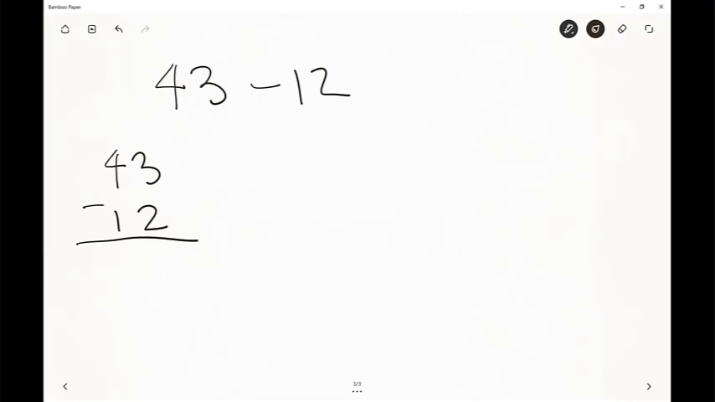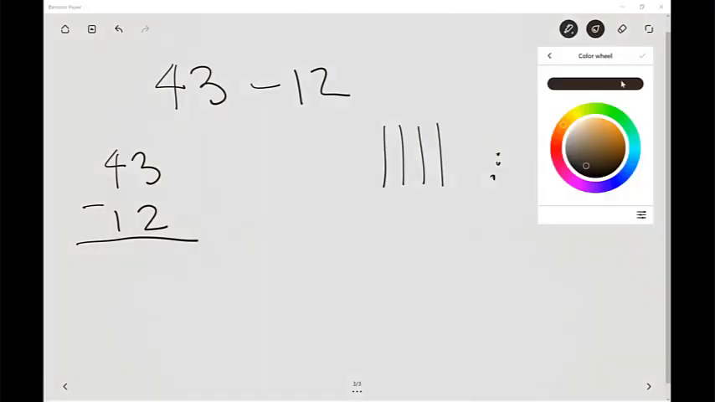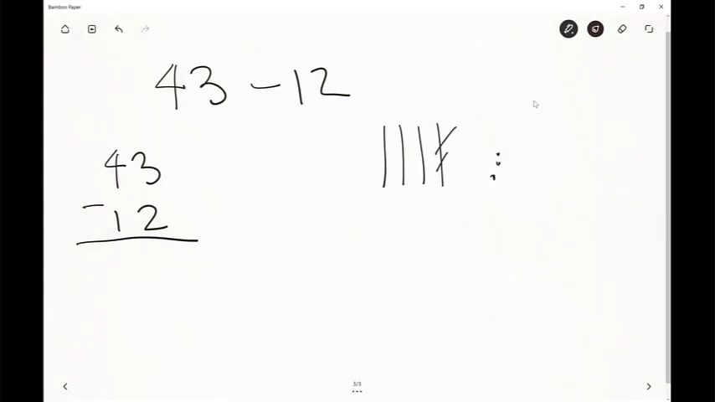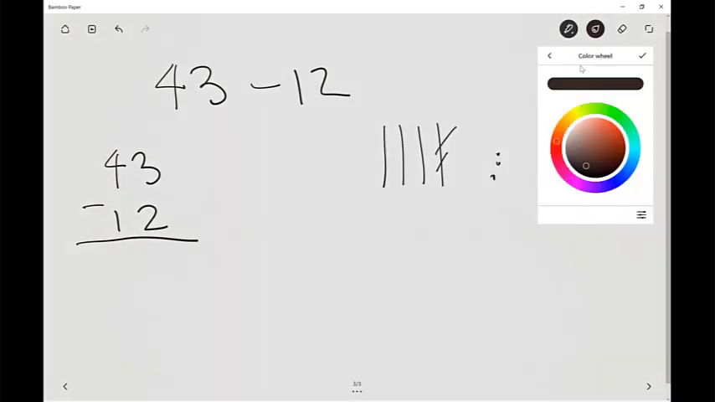So 43, so I'm going to draw 4 sticks of 10s and 3 dots for 1s, and I'm taking away 12. We can show by using this that if I want to take away 12, what do I need to do? I can just show that by maybe changing the color of my pen and making it red. I want to take away 12, right? So 12 is 1 ten and 2 ones. So I want to take away 1 ten and 2 ones.